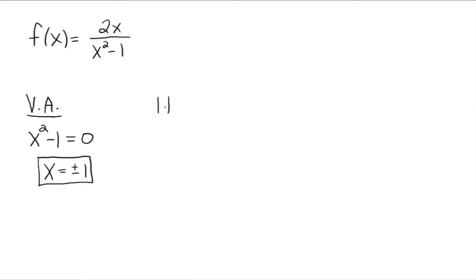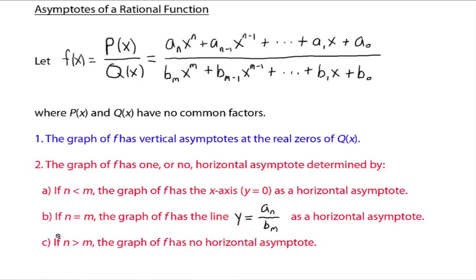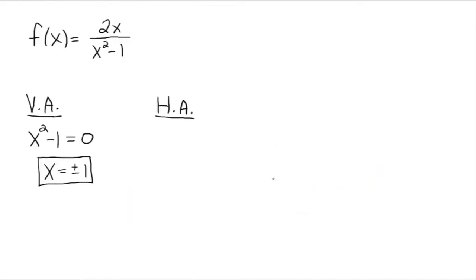Now for horizontal asymptotes, remember, horizontal asymptotes happen when x gets really large. And so as x gets really large, we say, well, what's happening? We can also refer back to our notes here. If the degree of the numerator is less than the degree of the denominator, then the graph of f has the line y equals 0, the x-axis, as a horizontal asymptote. So here the degree of the numerator is 1 and the degree of the denominator is 2. So the line y equals 0 is a horizontal asymptote.